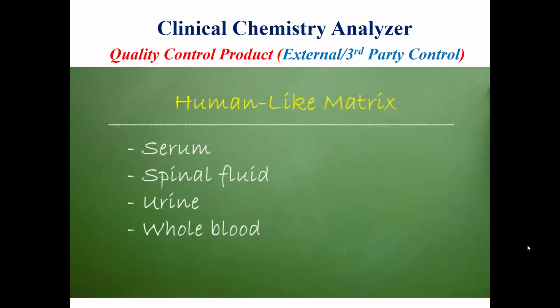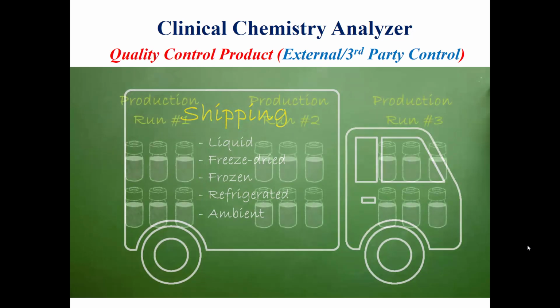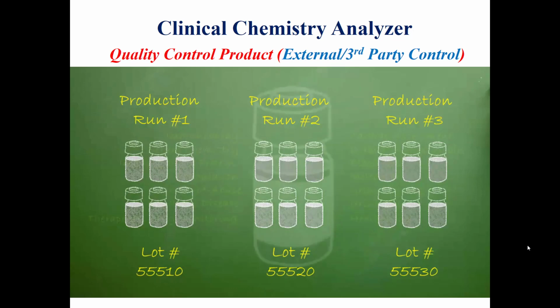For controls to work correctly, they must act like a patient sample. For example, a blood control must be in a blood-like material. This is the same when testing spinal fluid, urine, or whole blood. Controls are shipped in liquid, freeze-dried forms, frozen, refrigerated, or at ambient temperature. Controls are manufactured as a result of one set of operations, known as production. Each production run has some variability, so it's assigned a unique lot number. Concentrations of analytes can vary from lot to lot.